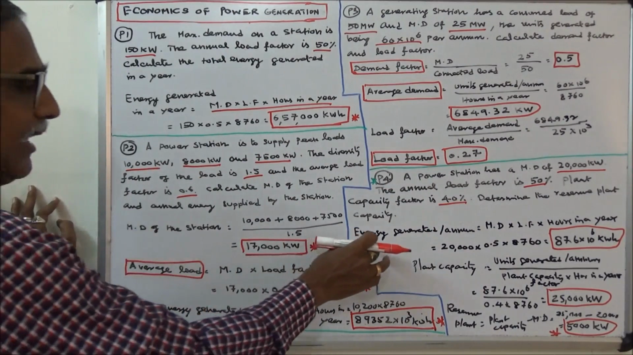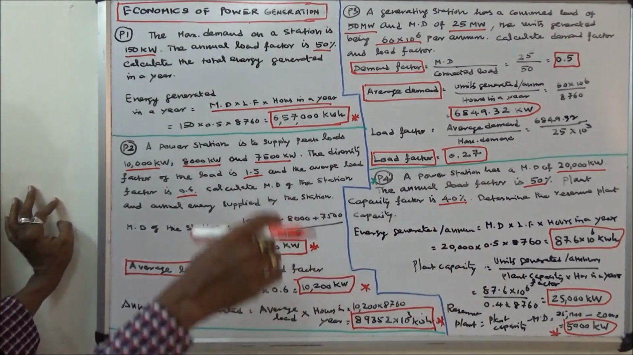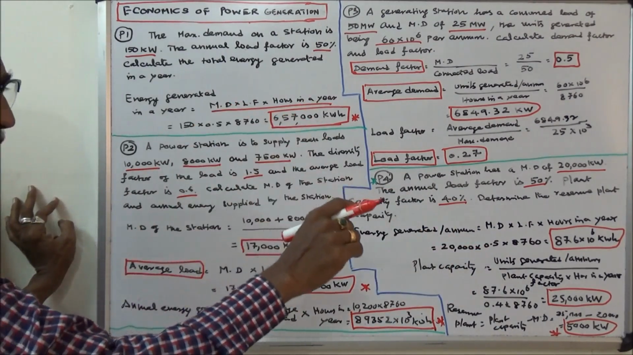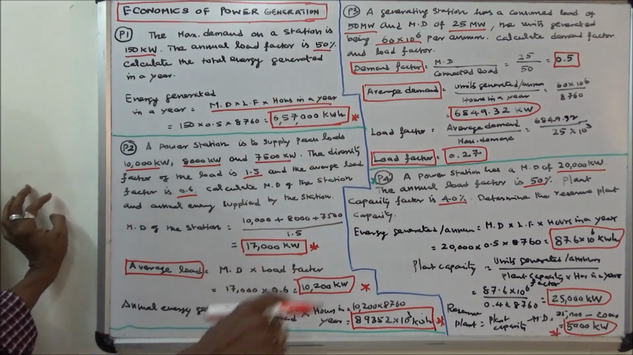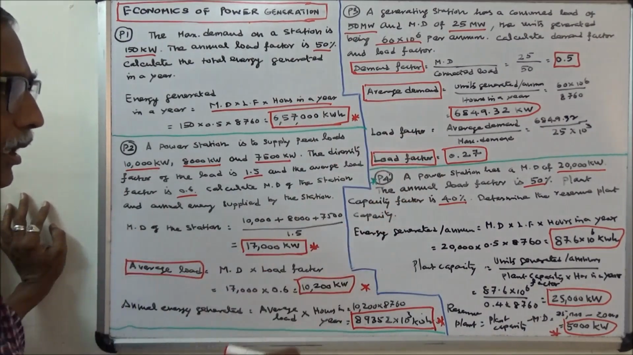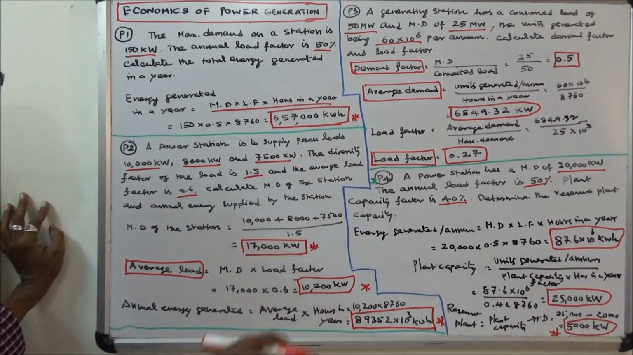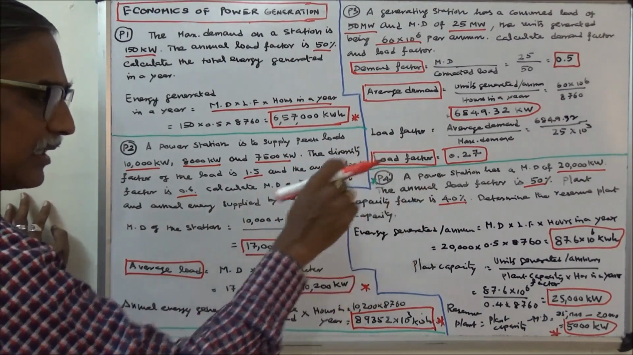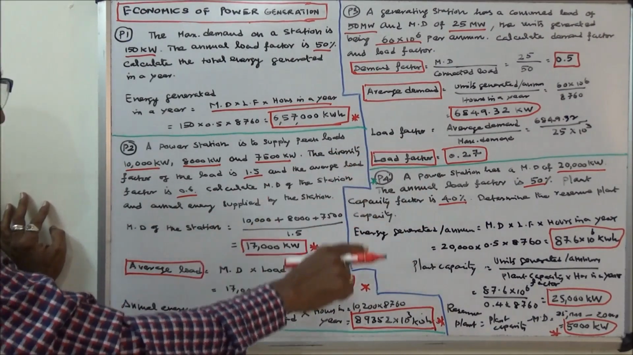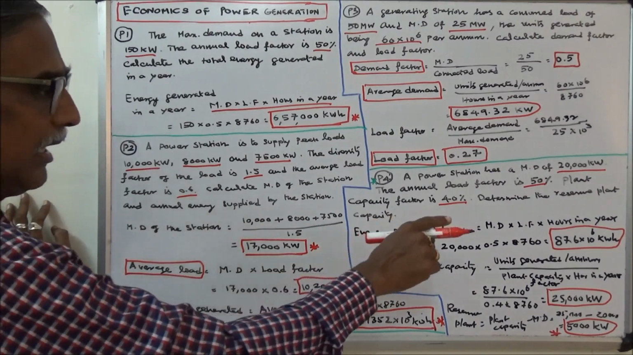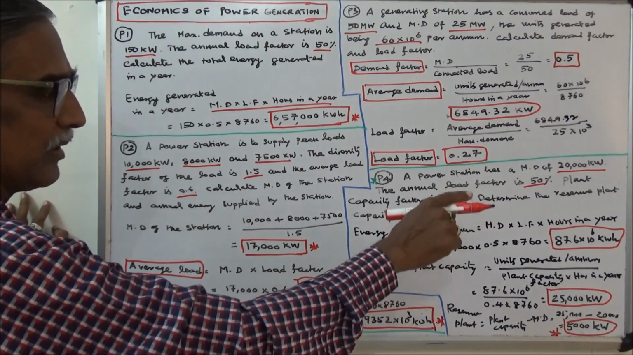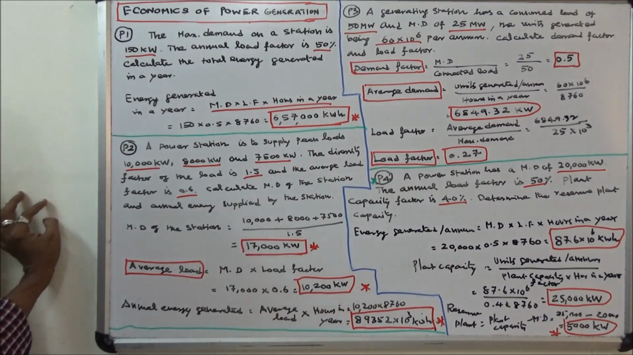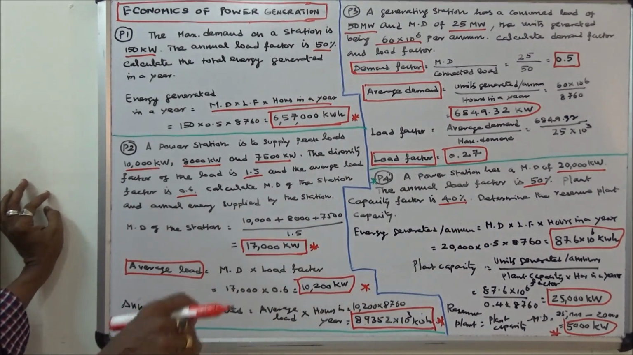Energy generated per annum is equal to maximum demand into load factor into hours in a year. MD is given 20,000, load factor is given 0.5, hours in a year is 8,760. Energy generated per annum is 87.6 into 10 power 6 kilowatt hour.